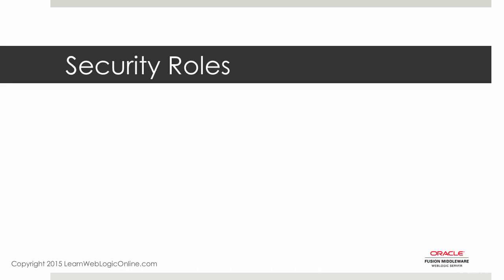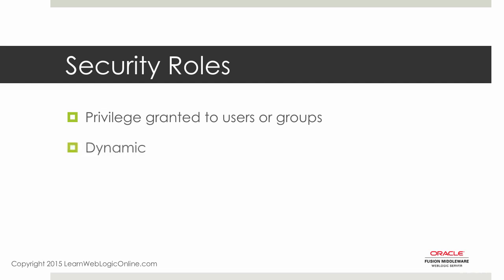WebLogic security roles are a privilege that's granted to users or groups. An example of a role is the deployer role within WebLogic that determines who can deploy an application and when. Roles within WebLogic are dynamic, and what that means is that you as an administrator define conditions that determine what that security role looks like.